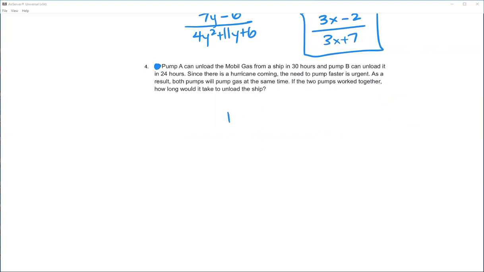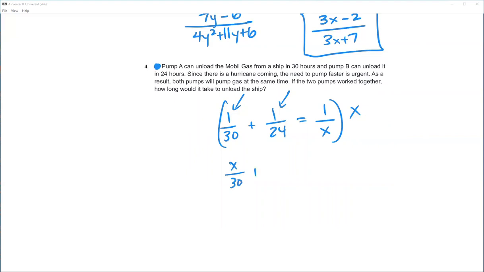So this is 1/30 plus 1/24. Why? Because in 1 hour, this person could do 1/30th of the job. This person could do 1/24th of the job, equals 1/x. And remember, x is the combined time. Okay. Multiply both sides by x. So you get x/30 plus x/24 is equal to 1.